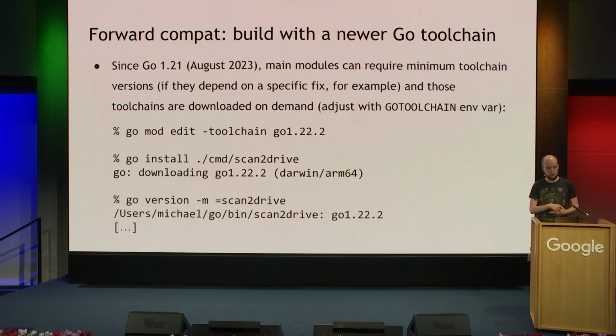So let's look at the other direction, forward compatibility. What if you want to build with a newer Go toolchain? Go 1.21 was an important release. It came out in August 2023, and it shipped toolchain management.